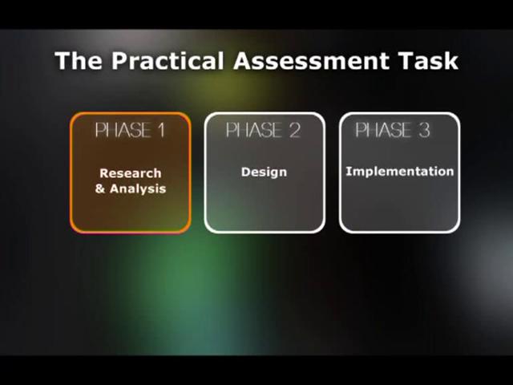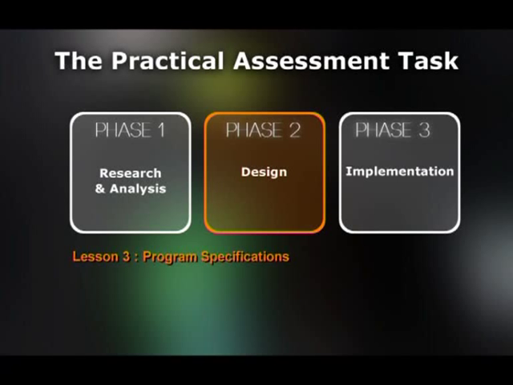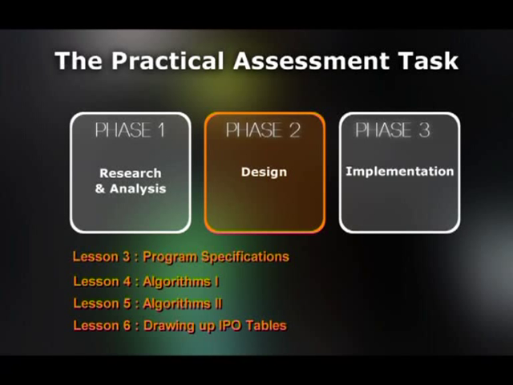Hello again. Today's lesson in our Information Technology series on the Practical Assessment Task, or PAT, deals with IPO tables. So far we've covered Phase 1, Research and Analysis, and we've already moved on to Phase 2, Design the Solution, where we learned about program specifications and algorithms. We now move on to the first lesson on IPO tables, in which we'll learn about drawing up input, processing, and output tables. Everything you do in Phase 2 will go into your design document, so keep good records.